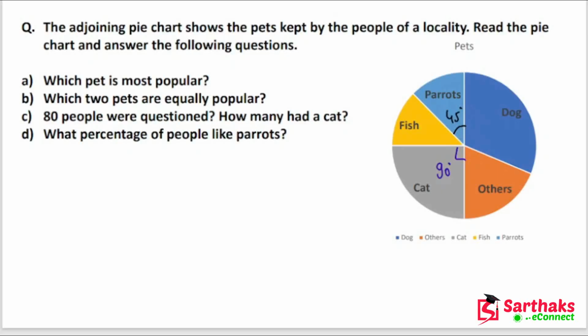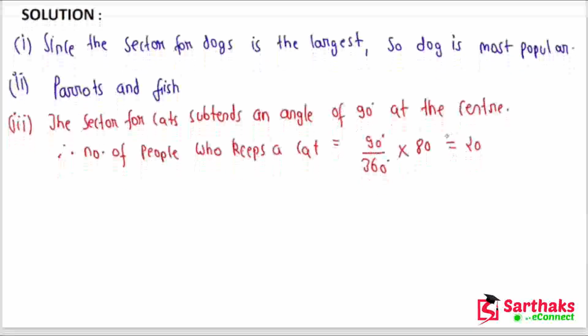So it could happen that they will not give you the central angle and they will ask questions from obvious sectors, for which you can easily identify the central angle. Since fish and parrots make up 1/4, that is 90 degrees, and they are equally popular, their central angles must be the same. So this 90 degrees is divided into 45 and 45 degrees. Let us calculate the percentage of people who like parrots with the help of this 45 degrees.